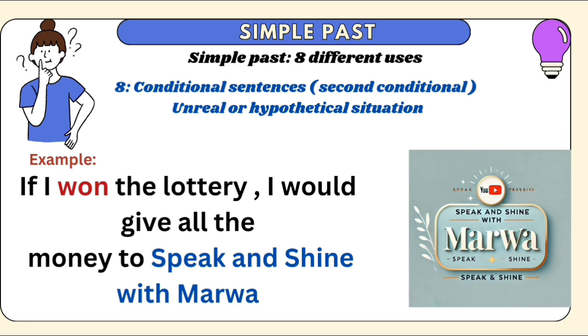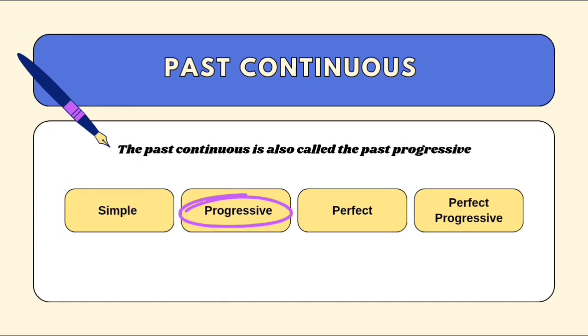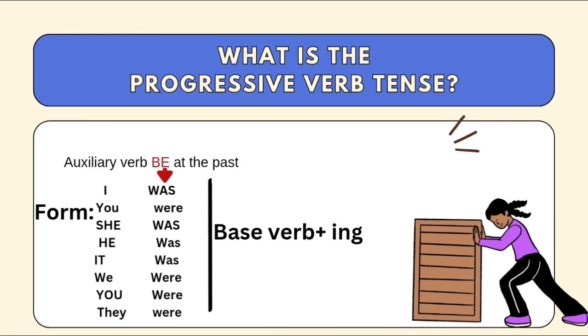Now let's move on to the past continuous. The past continuous is also called the past progressive. Here's how to form it. First, you need the auxiliary verb be in the past tense. So I was, you were, he was, and so on. And then you add a base verb plus ing. For example, work plus ing, working. So all put together, it becomes I was working, you were working, he was working.